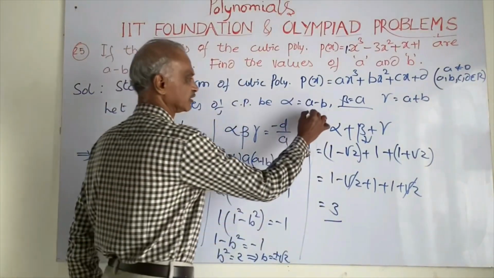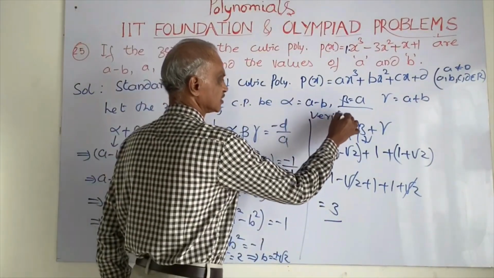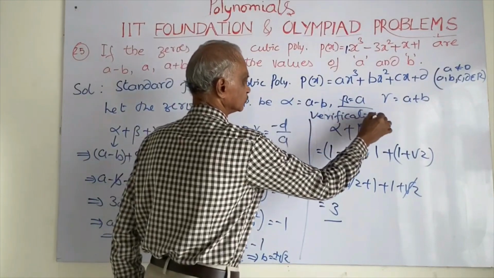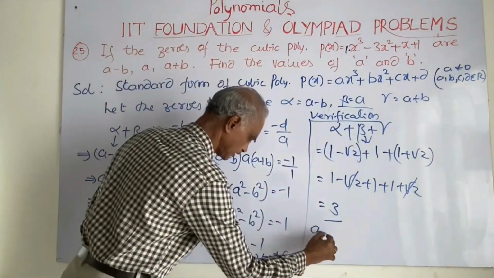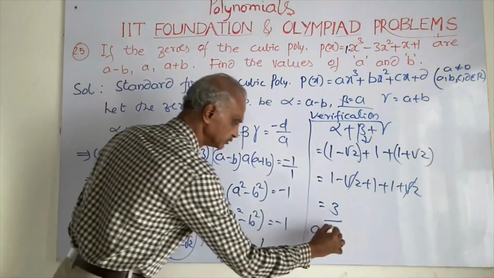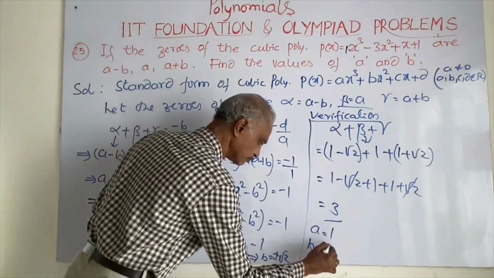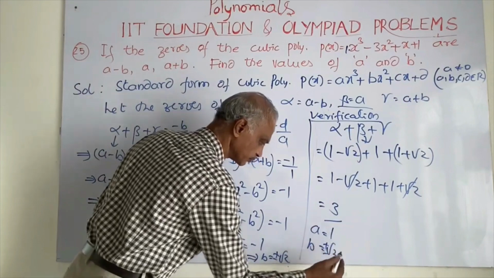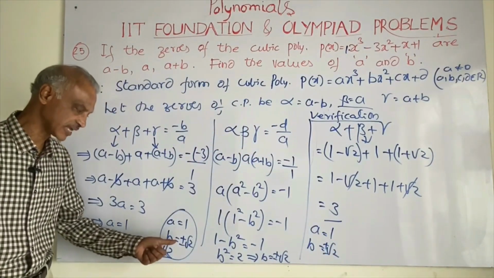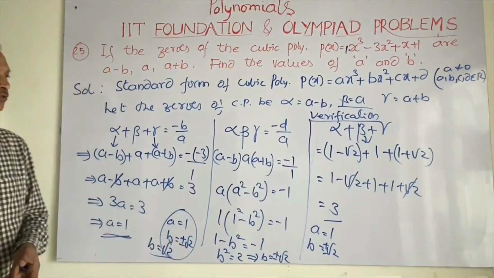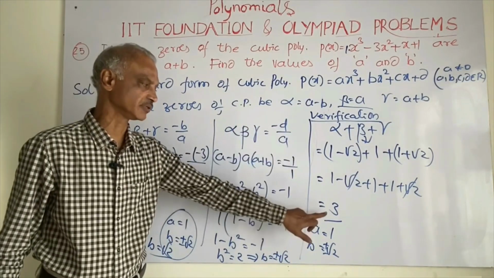We verify. Verification. See, what is a here? a is equal to 1. b is equal to plus or minus root 2. I have taken b as root 2. If you take b as minus root 2 also, you will get the sum of zeros as 3.